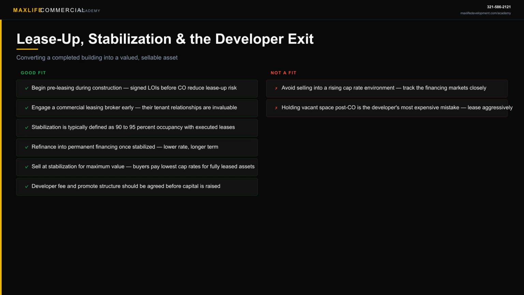Stabilization is the moment when your project transitions from a development asset to an income-producing asset. Most lenders and buyers define stabilization as 90 to 95% occupancy with executed leases. At that point, your NOI is real and predictable, and the market can apply a cap rate to produce a reliable valuation. The developer exit has two main options.